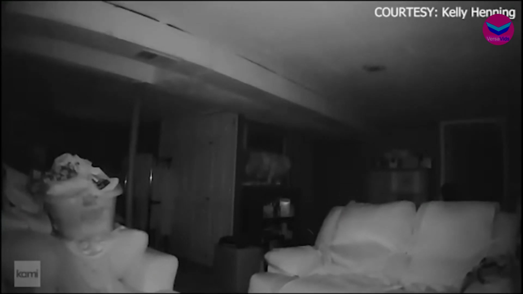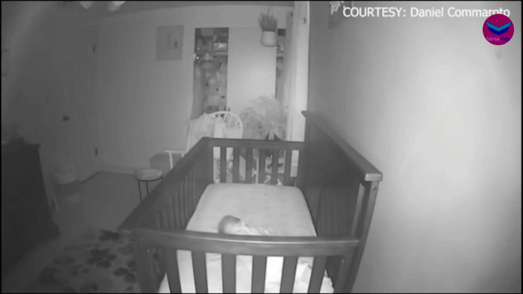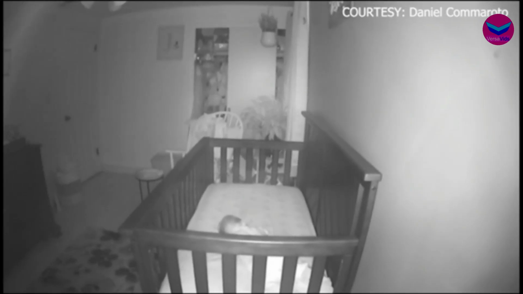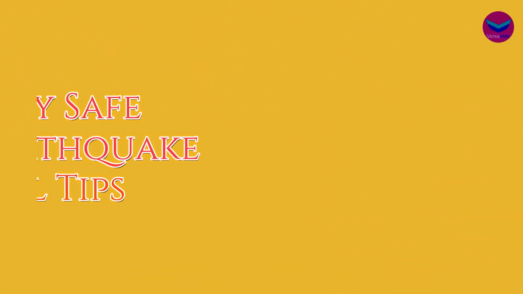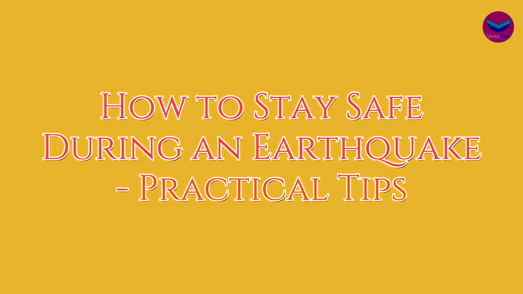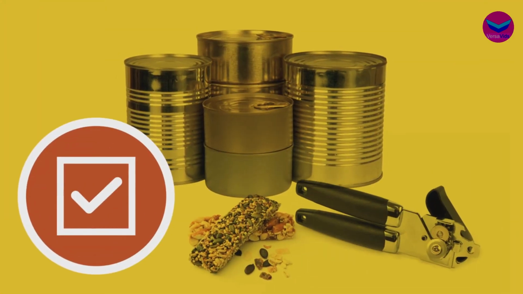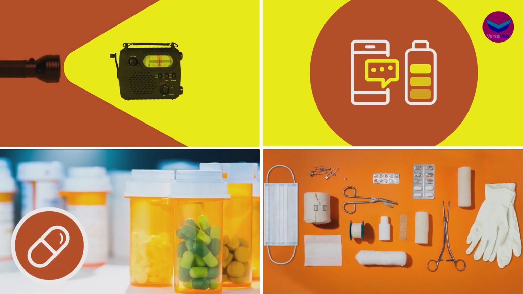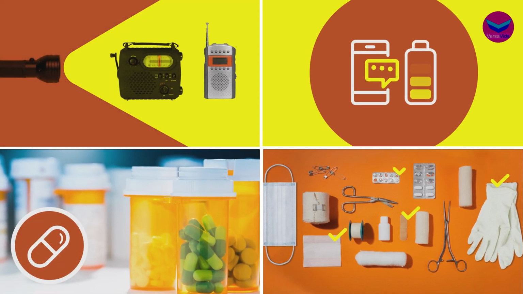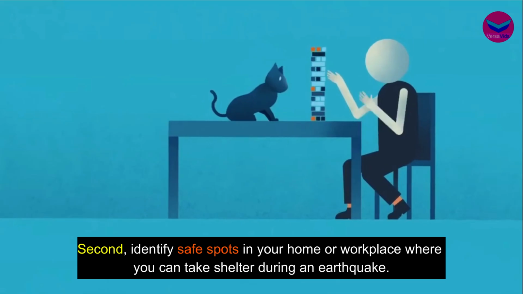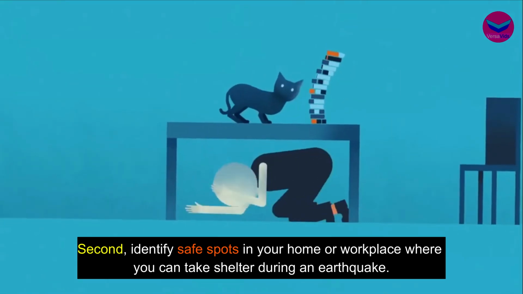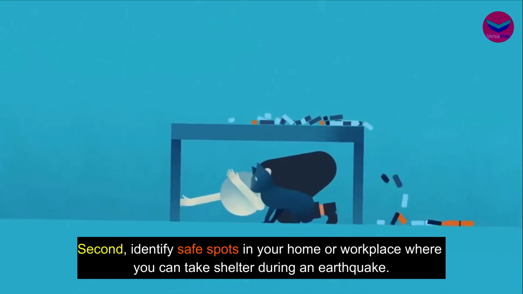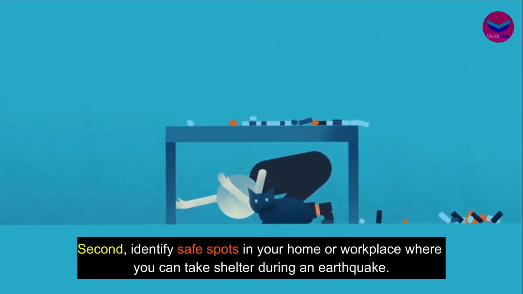Earthquakes can strike at any time, and being prepared can make all the difference in staying safe and protecting your community. Here are some practical tips to help you stay safe during an earthquake. First, prepare an emergency kit with essentials such as food, water, first aid supplies, and important documents. Keep it in an accessible location. Second, identify safe spots in your home or workplace where you can take shelter during an earthquake.